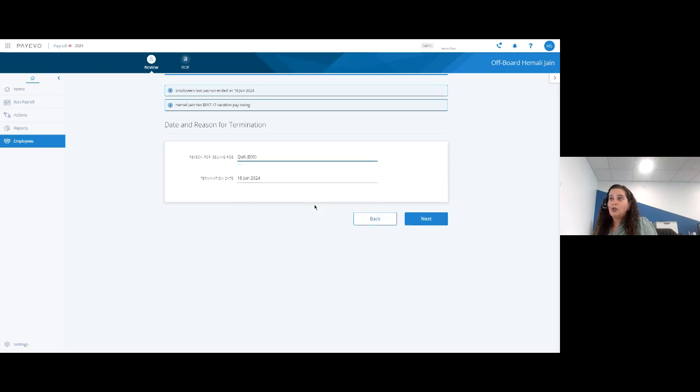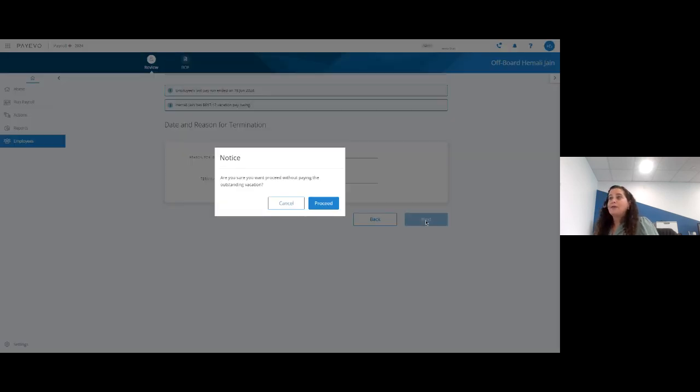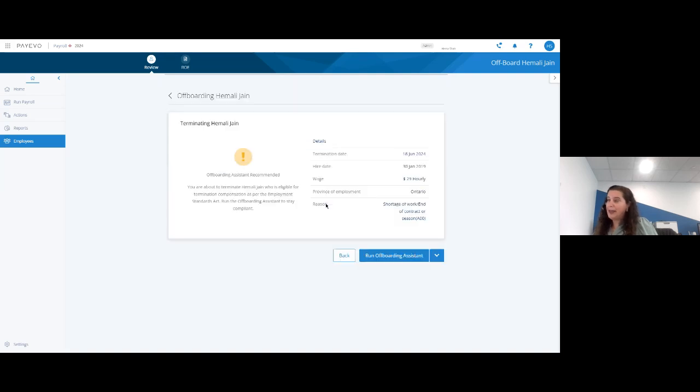I could also choose one that does not require offboarding assistant. I don't owe any termination payments for this employee, no problem, so it will remove that sign right there. Let's go ahead and run it for this one and see what happens. So our offboarding assistant is recommended. We've got our termination date based on my last pay run, and I am going to proceed without paying the outstanding vacation, just because we're doing a demo today.